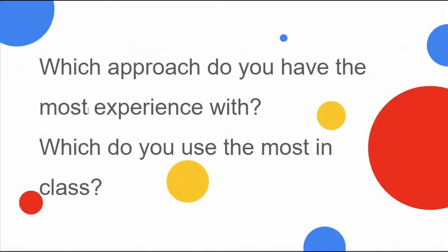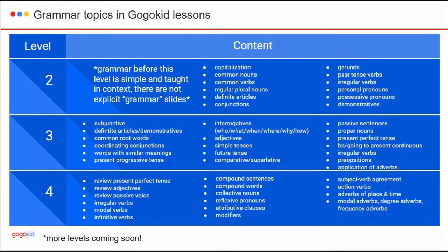Now, I want you to think about which approach you have the most experience with and which approach you use the most in class. If you want to see grammar topics levels 2 through 4, I recommend you pause and go through all of this content. It is not in order by unit, it is simply in order by level.